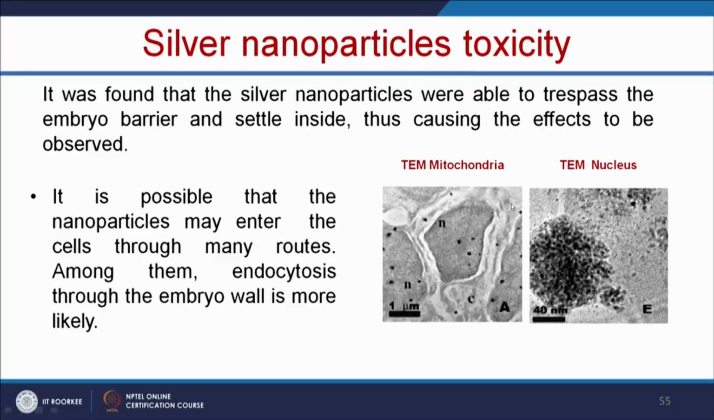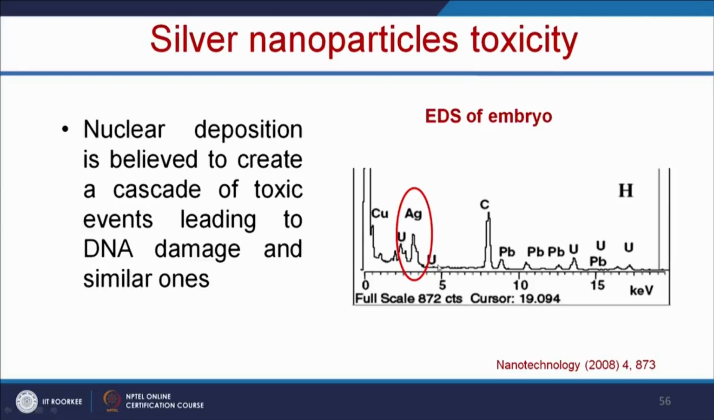And in this case they have observed that the cellular nanoparticle is in most of the mitochondria as well as the nucleus. That means it is possible that the nanoparticles enter the cells through many routes. Among them, endocytosis through the embryo wall is more likely, okay, and it is entering the mitochondria as well as the nucleus, and it may induce some damage to your DNA also. So by elemental analysis of the embryo, they have observed that cellular nanoparticle is more in the nucleus. So they believe that it may create a cascade of toxic events which may lead to damage of the DNA, okay, and which will lead to various toxic effects.